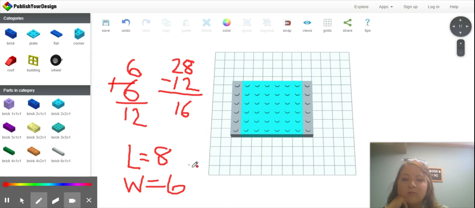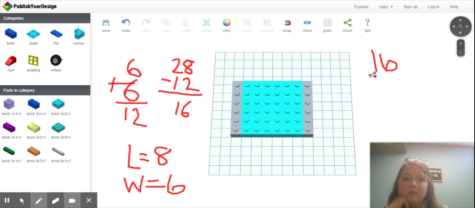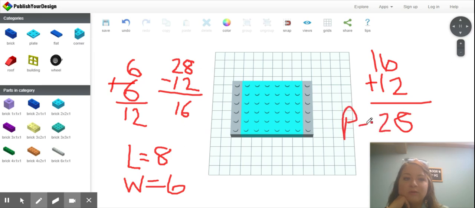So now we would double check by doing 8 and 8, which is 16, plus 6 and 6, which is 12. 6 plus 2 is 8. And 1 plus 1 is 2. So my perimeter equals 28. So this is how you can make a polygon with the width or the perimeter. We had fun with the slides today and building with Legos.